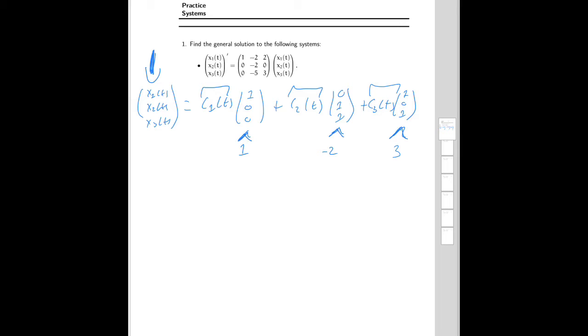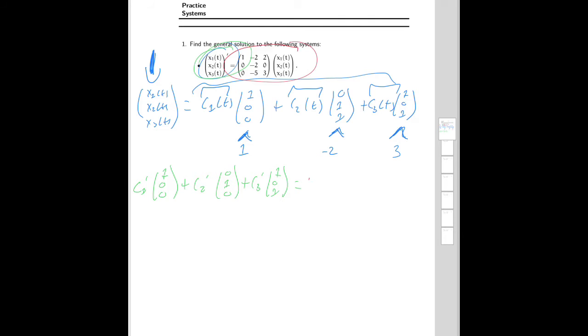Okay, so if we plug this into the left-hand side of the equation, what we get is C1 prime times 1, 0, 0 plus C2 prime times 0, 1, 0 plus C3 prime times 1, 0, 1. Now we're going to plug this into the right-hand side of the equation. The matrix times 1, 0, 0 is just equal to 1 times 1, 0, 0.